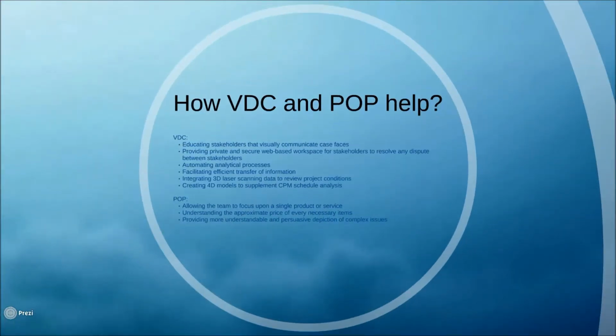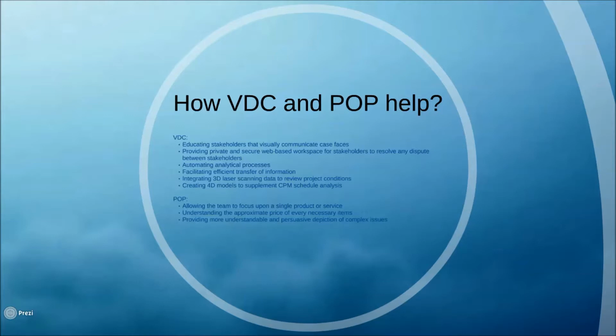However, VDC and POP can help to avoid or minimize the risk. How can VDC and POP help? It is listed here. The VDC can educate the stakeholders by visually communicating project phases. It can provide a private and secure web-based workspace for stakeholders to resolve any disputes between stakeholders. It can allow automated analytic processes. It can facilitate efficient transfer of information, integrate 3D laser scanning data to review project conditions, and create 4D models to supplement CPM schedule analysis.